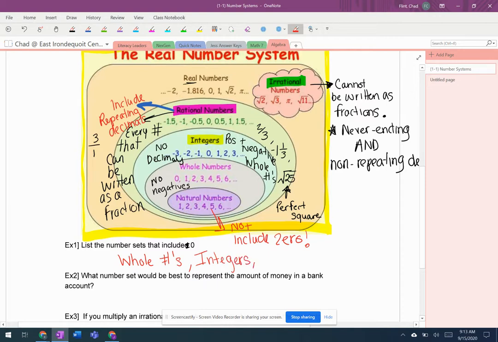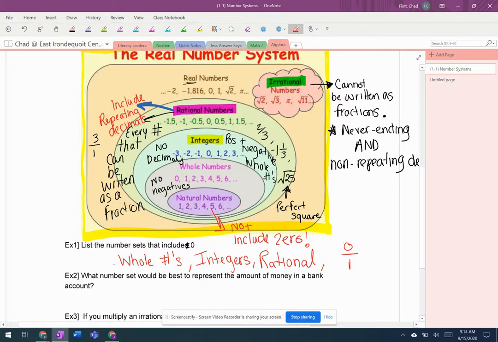Is 0 a rational number? Can 0 be written as a fraction? Yes, I could very easily take 0, just like any other whole number, and put it over 1. So they are rational. If 0 is rational, can it also be irrational? Do those bubbles overlap? Are the irrational numbers inside the rational? The answer is no. It can't be both rational and irrational. So 0 is rational, but not irrational.